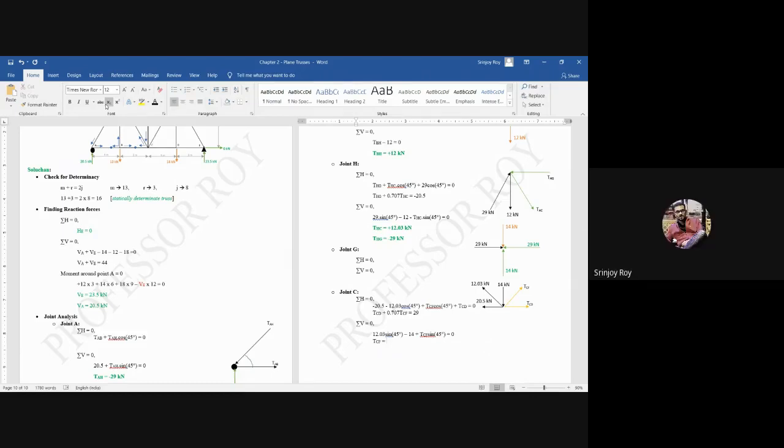7.76 plus 7.76 kilonewton. It's plus 7.76 kilonewton as we get over here. And therefore, TCF अगर निकल गया तो TCD कितना होगा?